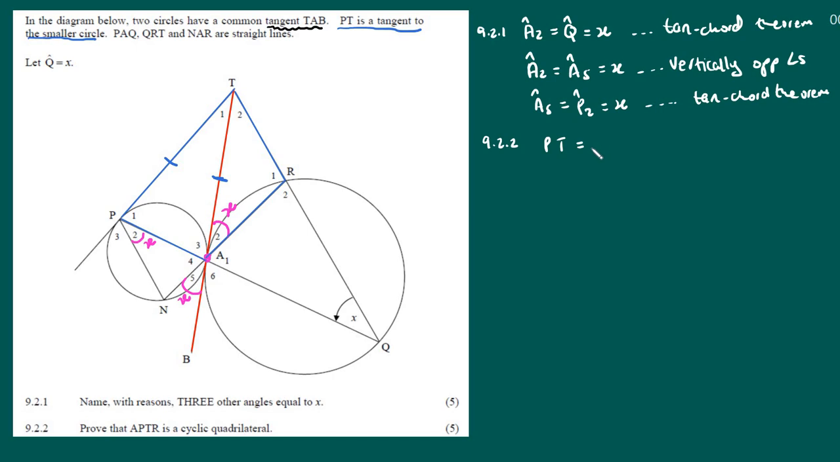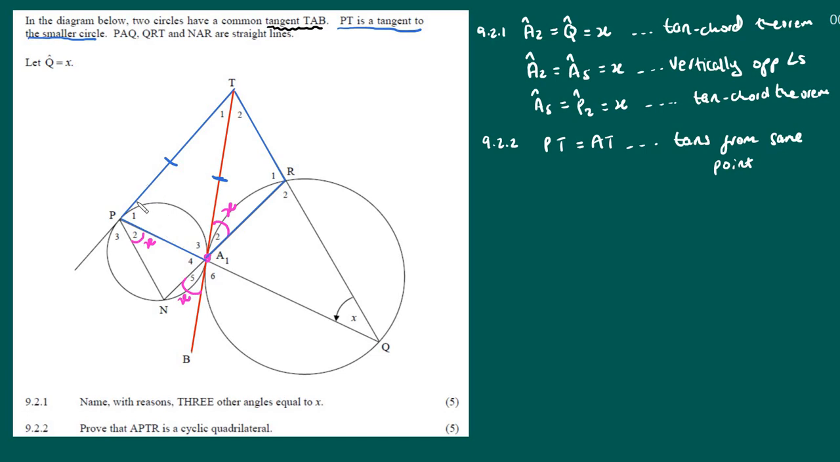Is it tangents from the same point? Yes, both of them are tangents from the same point. Great. Tangents from the same point. Good. And now that we know that, what does it mean?